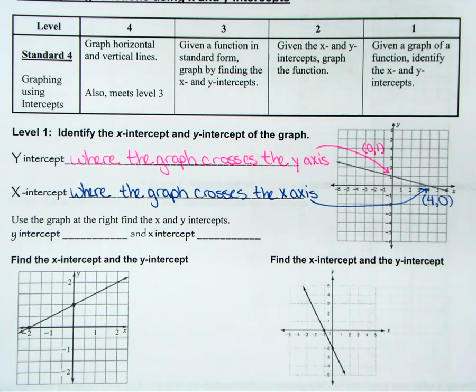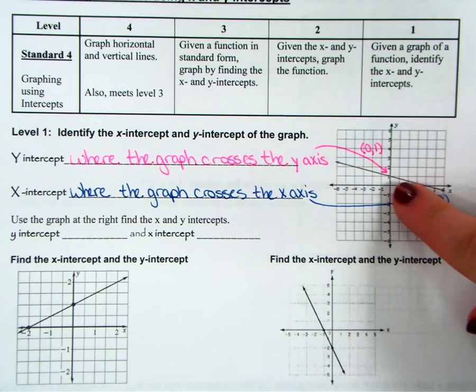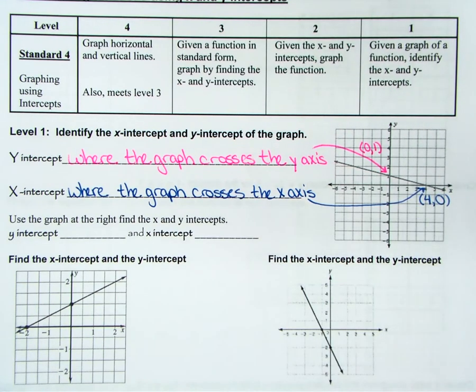So what is an x and a y-intercept? We're going to cover level 1 today. The y-intercept is where the graph actually crosses the y-axis. Remember that is the vertical axis, goes up and down, and the point at which the line crosses that axis is the y-intercept. Now, we always write an x and a y-intercept as points. Okay, you need to write that down.